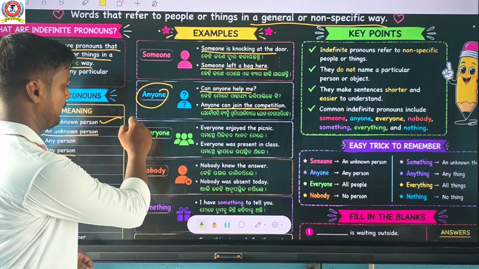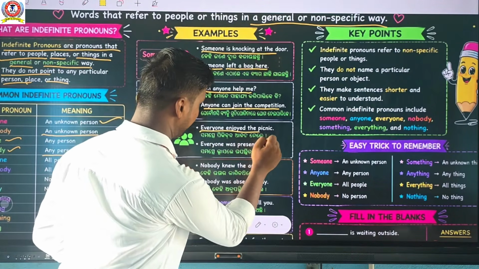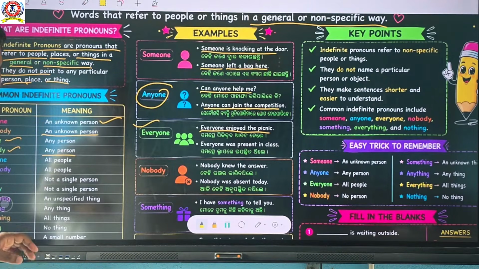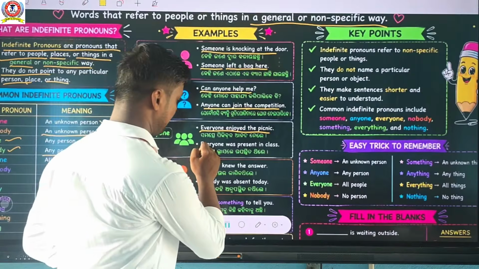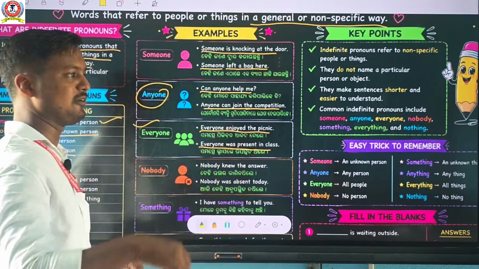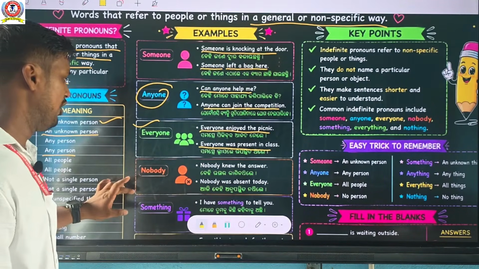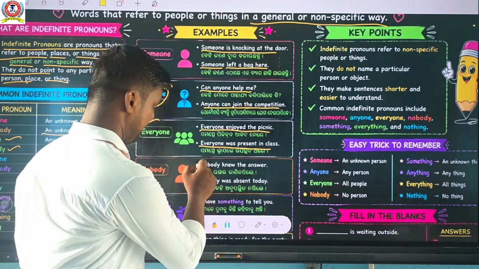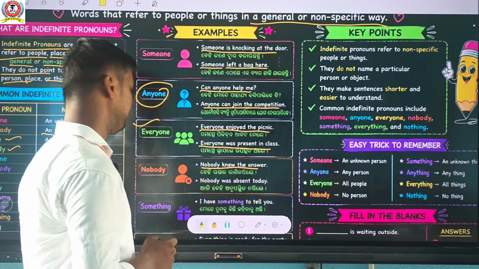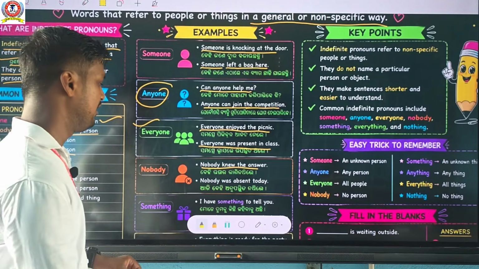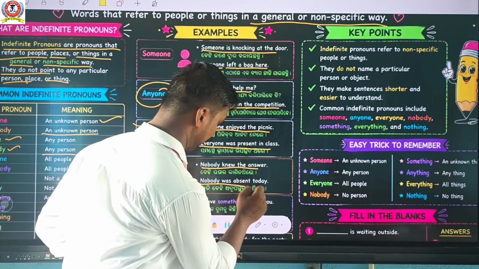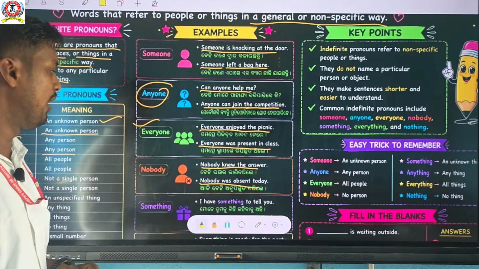Then everyone enjoyed the picnic. Everyone means all people. Okay. And everyone was present in the class. That means all the students are present in our class. Nobody knew the answer. That means no one knew the answer. Then nobody was absent today. That means no one was absent today.